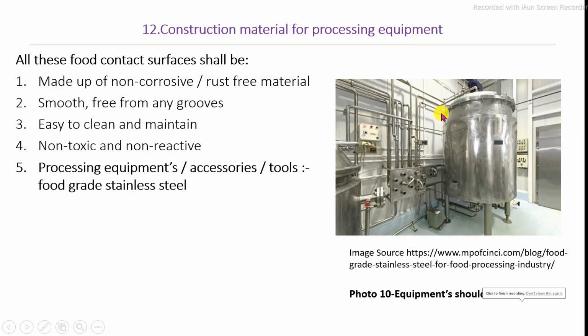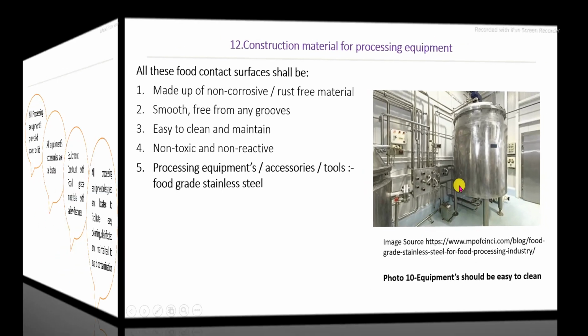GHPs with respect to plant equipment material construction considerations. For the material used in plant equipment construction, some points should be considered: the material should have a smooth surface and be non-corrugated, easy to clean, non-toxic, and non-reactive. This material should be properly selected.